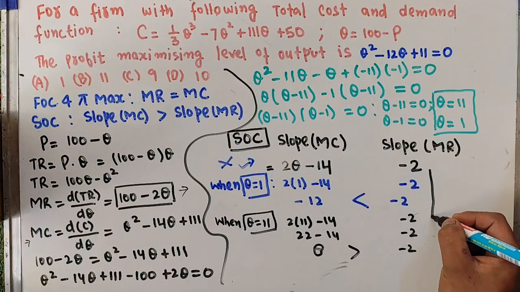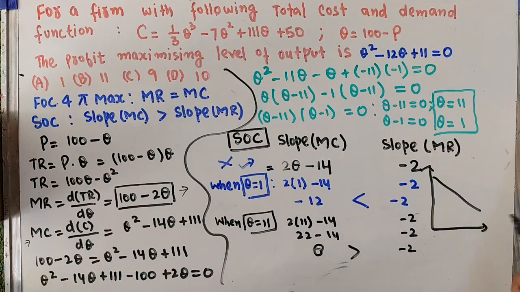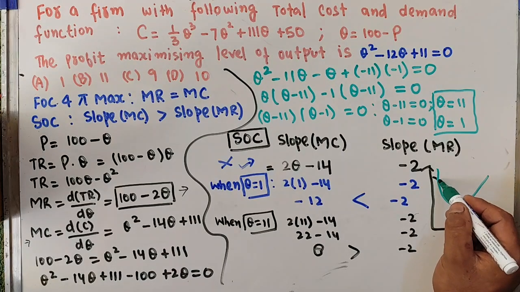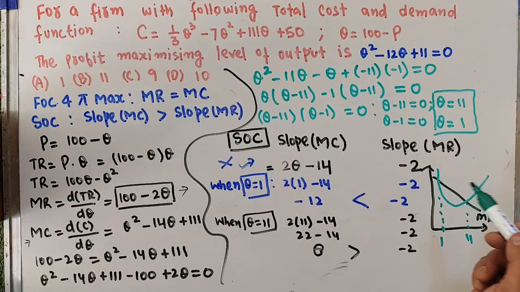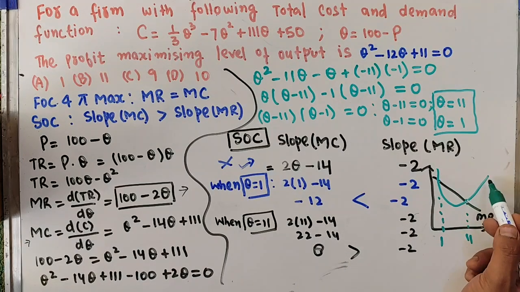Graphically, what exactly is meant by this, I have explained earlier also. If this is our marginal revenue function, and here we have the marginal cost function, at this point q is equal to 1, and here q is equal to 11. Here the slope of the marginal revenue function is greater than that of the marginal cost function, but at this point the slope of the marginal cost function is greater than that of the marginal revenue function. That means when q is equal to 11, profit is maximized.